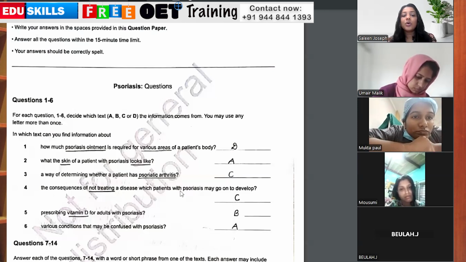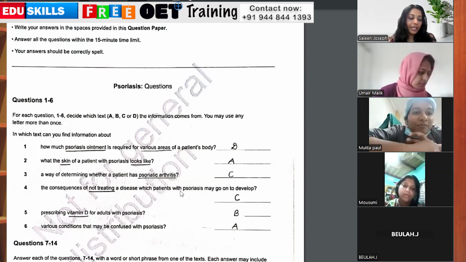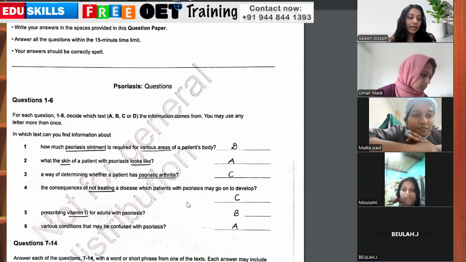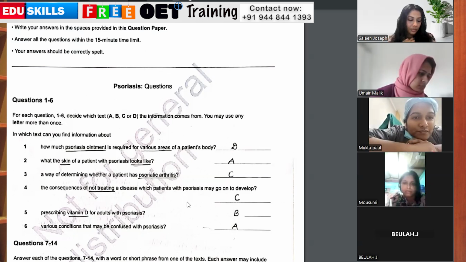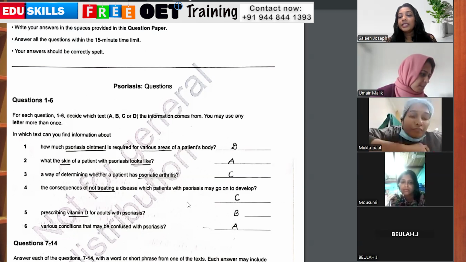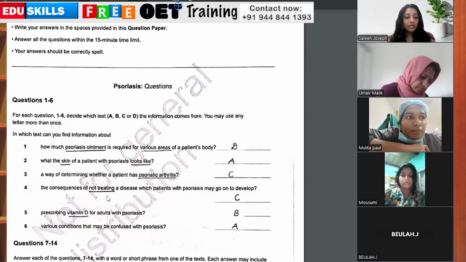Non-treating a disease. The consequence of not treating a disease, I think some of you have doubt in this. Here they have mentioned it in text C. The synonymous language they have used is "if left untreated." If you are not treating, it's untreated. So it is non-treating in the question statement.